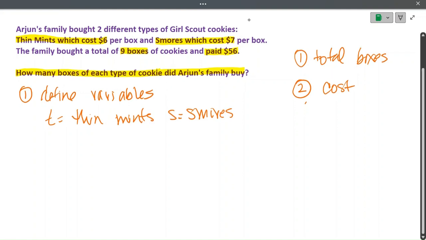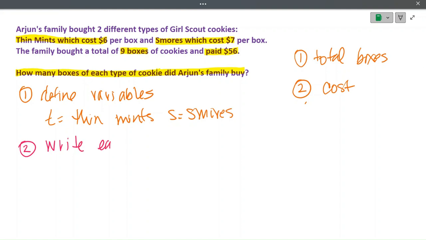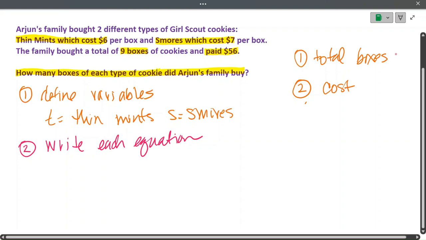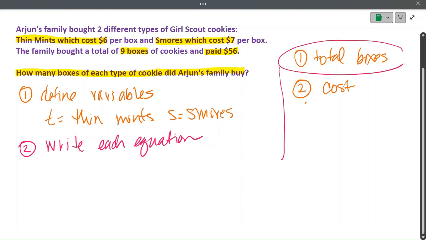Okay, so now my first equation. We're going to start writing our equations. So our step 2 is to write each equation. I'm going to write my first equation about the total boxes of cookies. So I know that Arjun's family bought exactly 2 types of cookies, the Thin Mints and the S'mores. And whatever combination of those boxes they bought, they have to equal 9 total boxes.